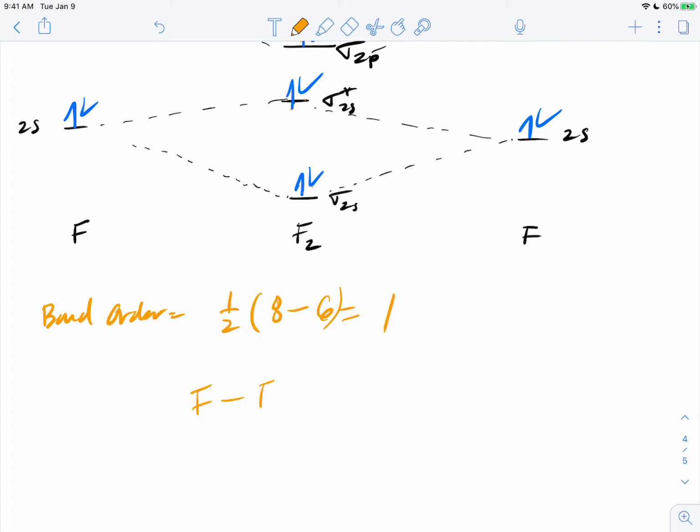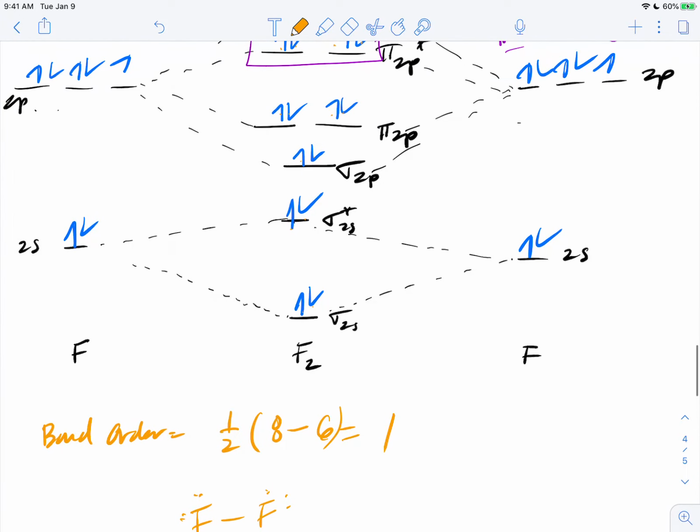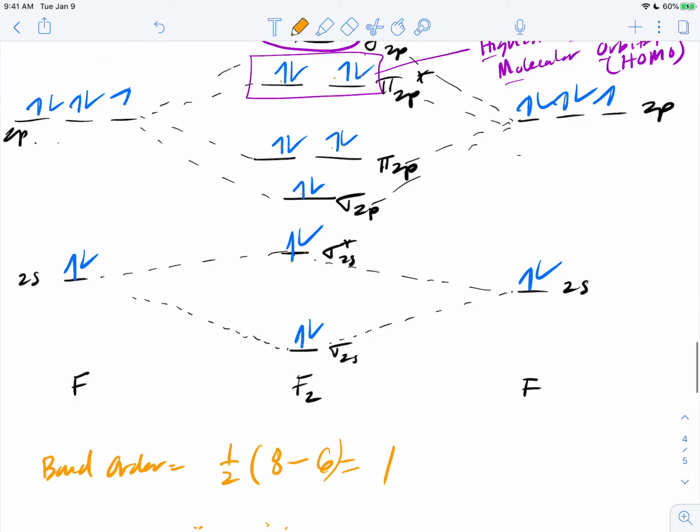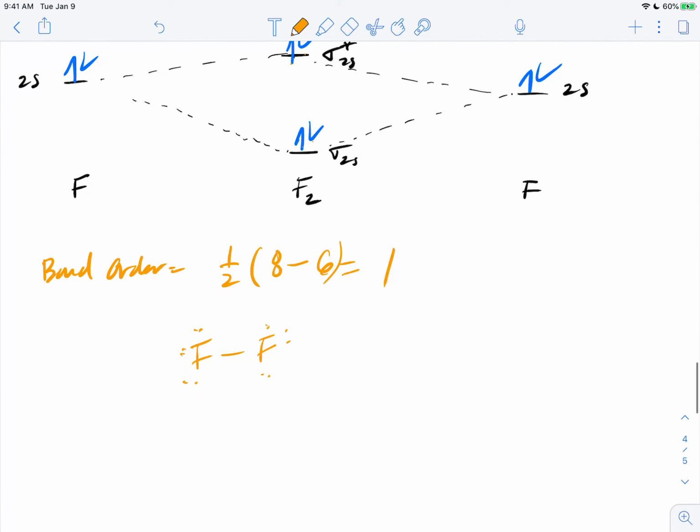We see fluorine having this Lewis structure. So the Lewis structure, bond orders always match up with the molecular orbital bond orders. So it's a bond order of 1. Okay. And then we can simplify. Well, there's a couple other terms that we're going to talk about.